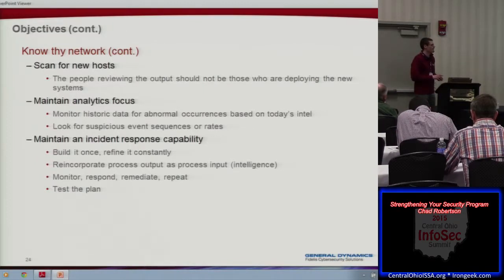And then maintain an incident response capability. Build it once, refine it constantly. Reincorporate process output as process input. Make sure that the lessons learned step of the incident response capability is practiced, and that information goes back into the intelligence capability that is maintained, and then test the plan.